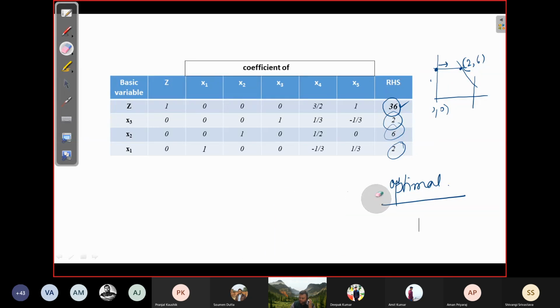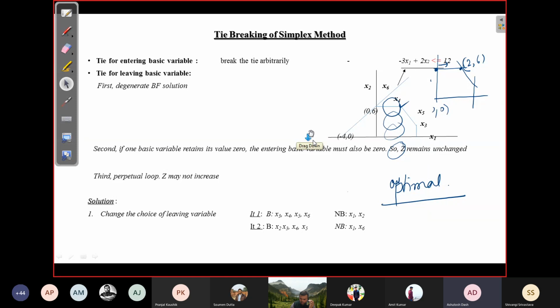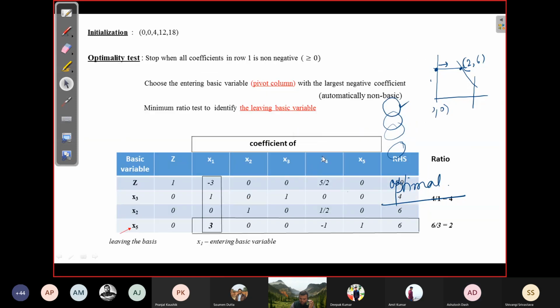Sir, what was the solution for the previous table? The basic solution. Can you speak a little bit louder? For the previous table, what was the solution? I just want to see that. This was the previous table, right? So the solution was, you tell me. In two dimensions, if I write x1 and x2, what will be the solution? The value of x2 is 6. And what is the value of x1? 0. So (0, 6) in two dimensions.